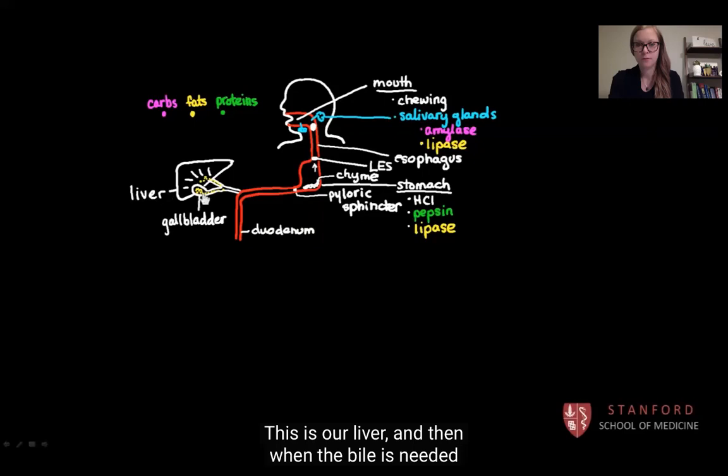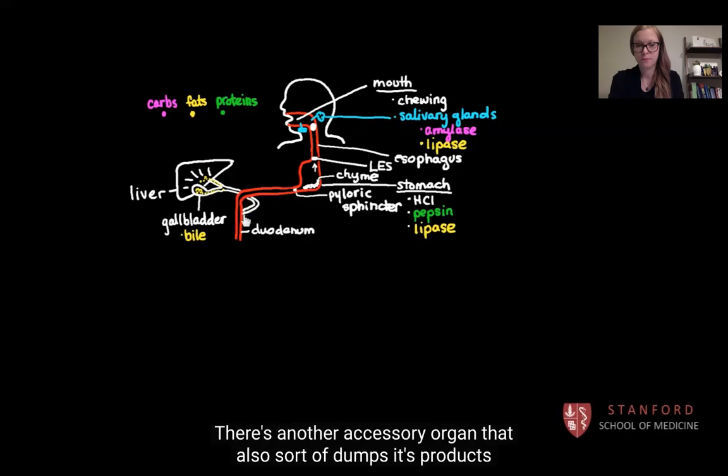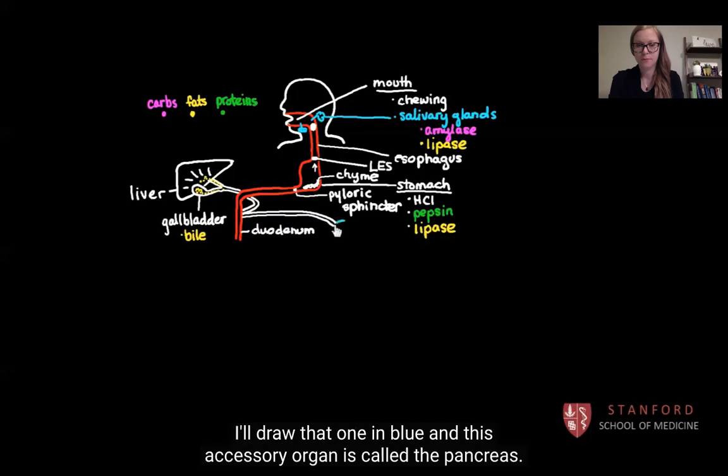And then when the bile is needed, and I'll just write the bile in here in yellow, so you can probably guess what the bile is used to digest. When the bile is needed, it's secreted out of the gallbladder and it enters the duodenum right about here. And there's another accessory organ that also sort of dumps its products into the duodenum right about there at the same spot. And I'll draw that one in blue. And this accessory organ is called the pancreas.